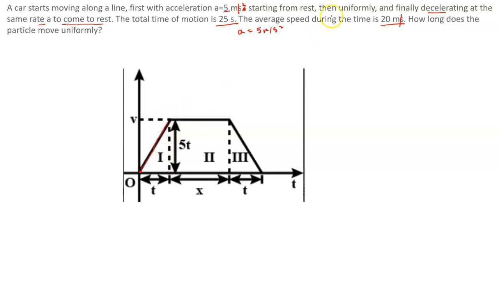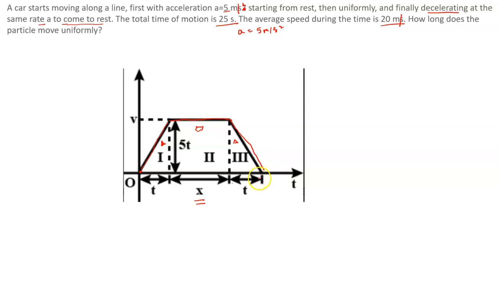After that, it is moving uniformly. This is the uniform motion over here. The time taken for the uniform motion we don't know, so we will assume that as x here. Now it is decelerating, coming to rest here. At this point we'll assume after time t it is coming to the rest. So let's begin with the formulas. This is the basic graph you'll be having. You get one triangle here, one rectangle here, and one triangle here. So the areas are going to give you the final answer.